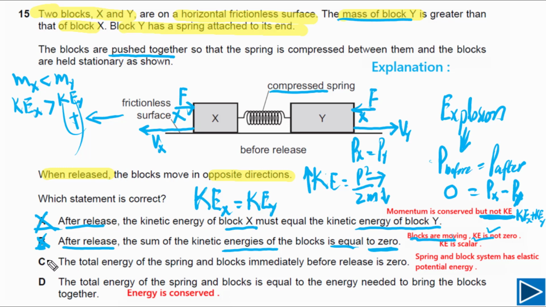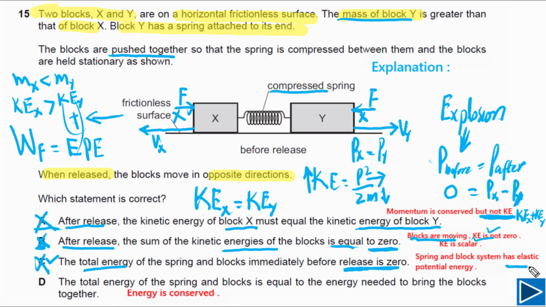If we go to option C now, it's telling us the total energy of the spring and blocks before release is 0. Before release is not 0 because the work done by the forces we are applying to push them together is stored in the system in the form of elastic potential energy. So the total energy before release is not equal to 0. So this statement is also not true.